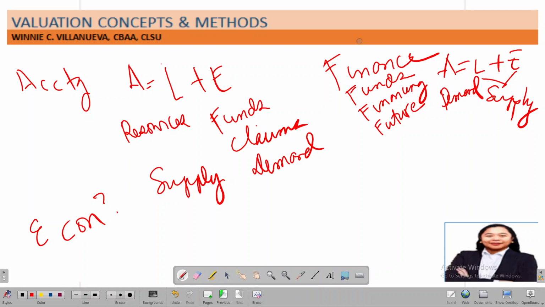Okay? So kung titingnan nyo, the perspective is very different. Diba? Very different. Why very different yung perspective? Kasi sa accounting, ang asset supply, no? Sa finance, ang asset demand. Ang equity, demand sa accounting, sa finance, supply. So, kailangan tandaan nyo yan na very different ang perspective nila.